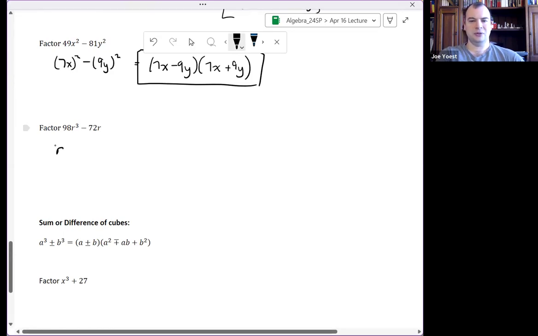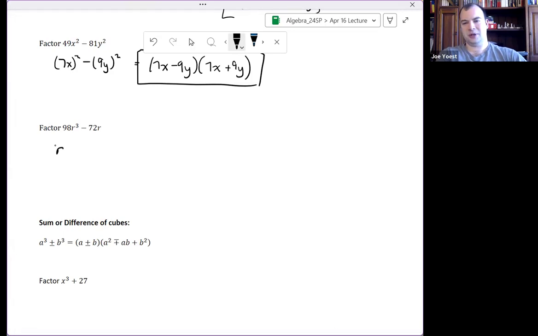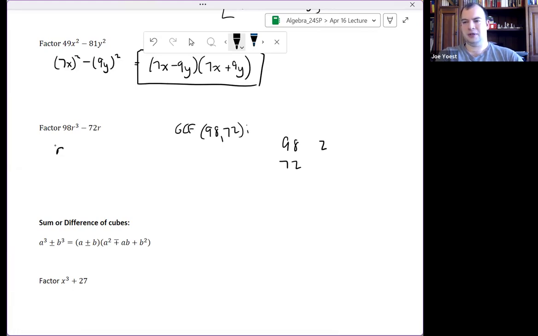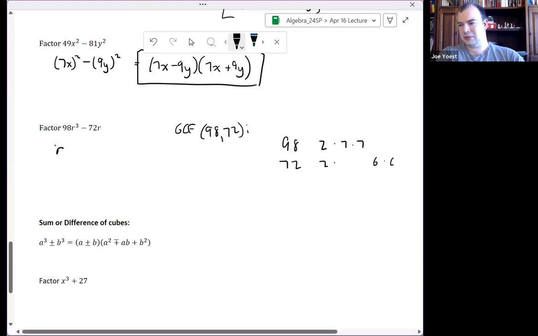98 and 72, well, they have a factor of 2, I suppose. So what's my greatest common factor of 98 and 72? What would I do? I'd write 98, 72. Well, 98 has a factor of 2. It's 2 times, what, 49? So 2 times 7 times 7. 72 has a factor of 2. It's 2 times 36, or 2 times 6 times 6.